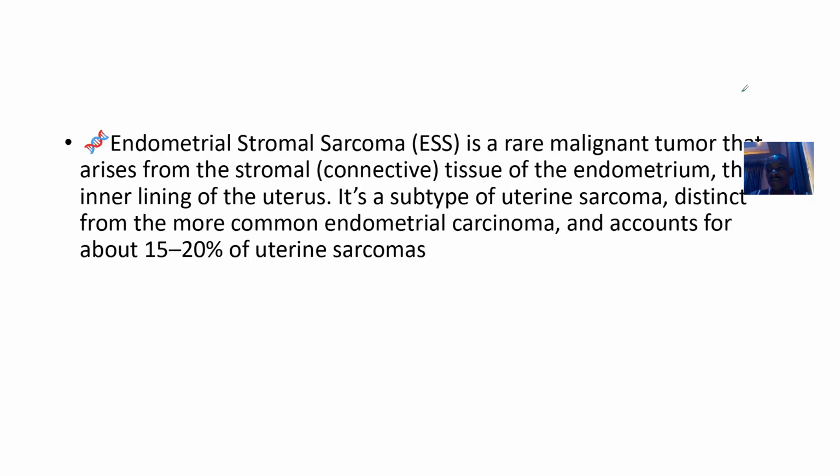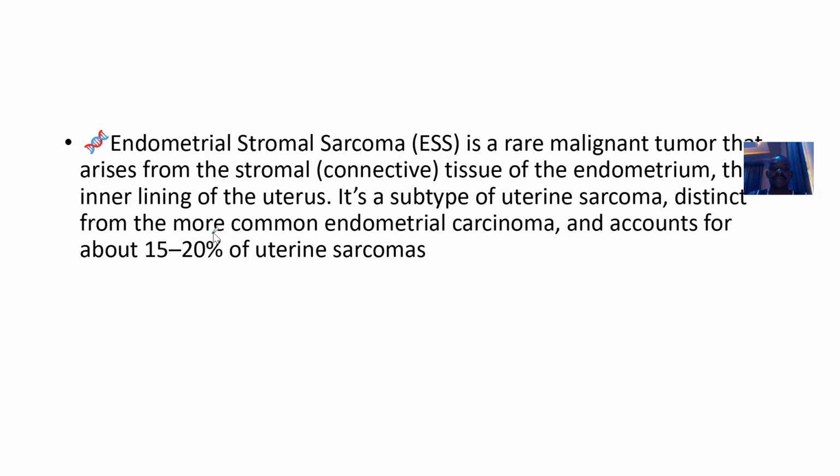So it's just a rare malignant tumor. When we say something is malignant, it has the possibility of leaving that place to go and affect another place. So it arises from the stroma, the connective tissues of the endometrium. The endometrium is the lining of the uterus. So it's a subtype of uterine sarcoma. It's distinct from the more common endometrial carcinoma, right? And it accounts for about 15 to 20% of all the uterine cancers.